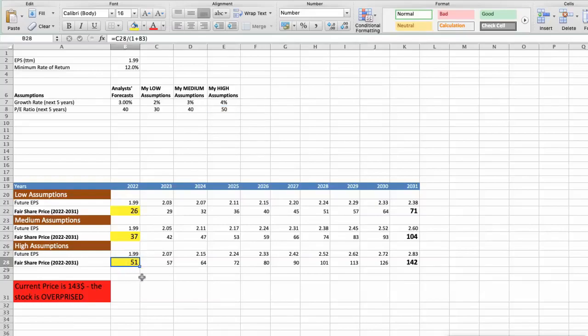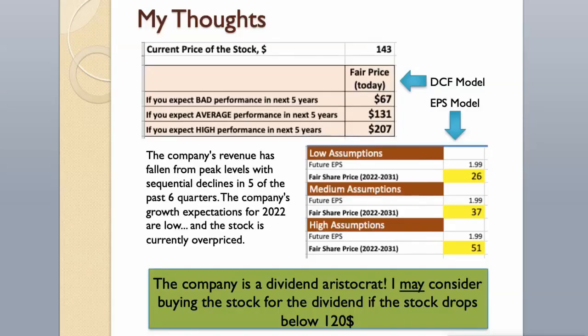As you can see, today the stock is overvalued, $143, even if we expect the company's high performance in the future. The company's revenue has fallen from peak levels with sequential declines in 5 of the past 6 quarters. The company's growth expectations for 2022 are low, and the stock is currently overpriced. The company is a dividend aristocrat. A dividend aristocrat is a company that has increased its shareholder dividends every year for at least the past 25 years. I may consider buying the stock for the dividend if the stock drops below $120.